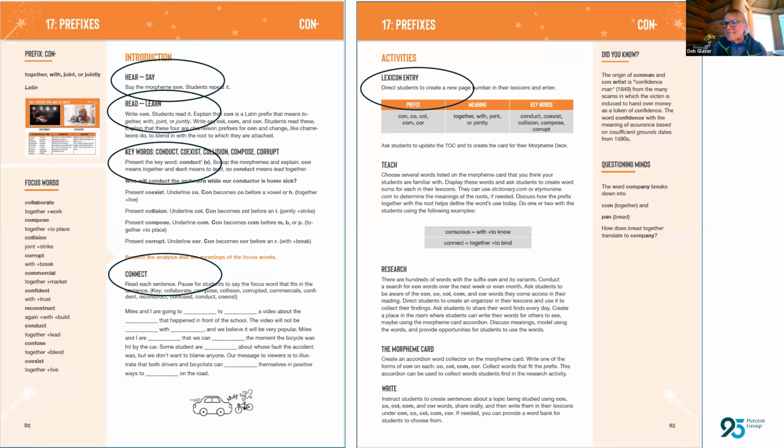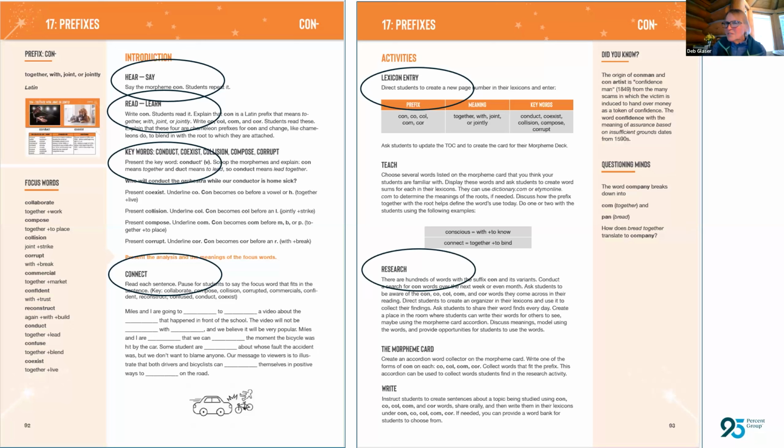There's a morpheme lexicon. The students create and record all the work they do in this program in their morpheme lexicon, and create quite a beautiful accumulation of their learning in morphology through this lexicon.